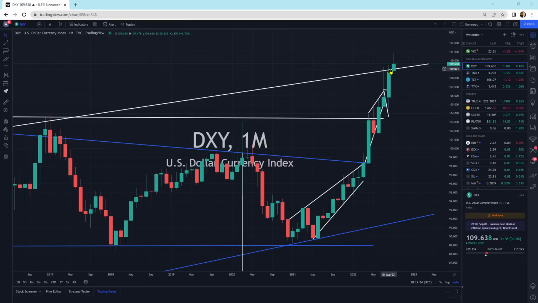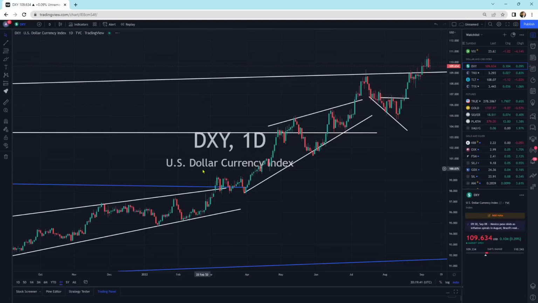Now, the longer we stay up here, the longer we close, the stronger it gets. But we're putting a little wick at the top. This could get rejected here, and we bounce back lower. We're at that resistance line, which is providing that resistance.